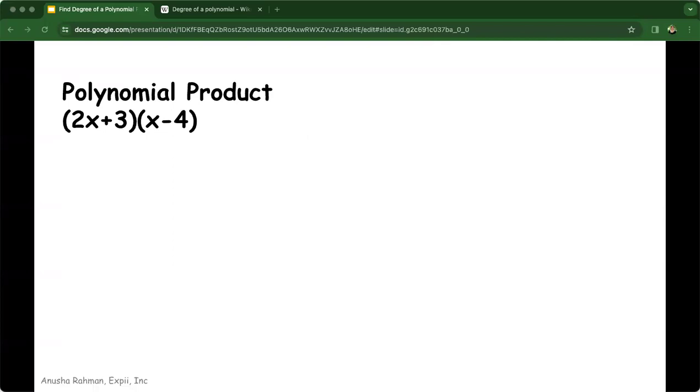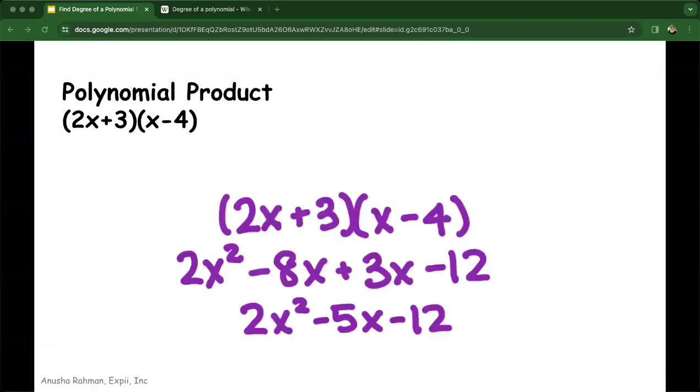When multiplying two polynomials, we find the product by multiplying each term of one polynomial by each term of the other polynomial. For example, we have the expression 2x plus 3 times x minus 4. I've done the math for you using FOIL to find the polynomial product, but feel free to pause and check to make sure that you know how to do it on your own. If you are having trouble understanding what I did, review how to multiply polynomial expressions together. As a review, the degree of this polynomial is 2.